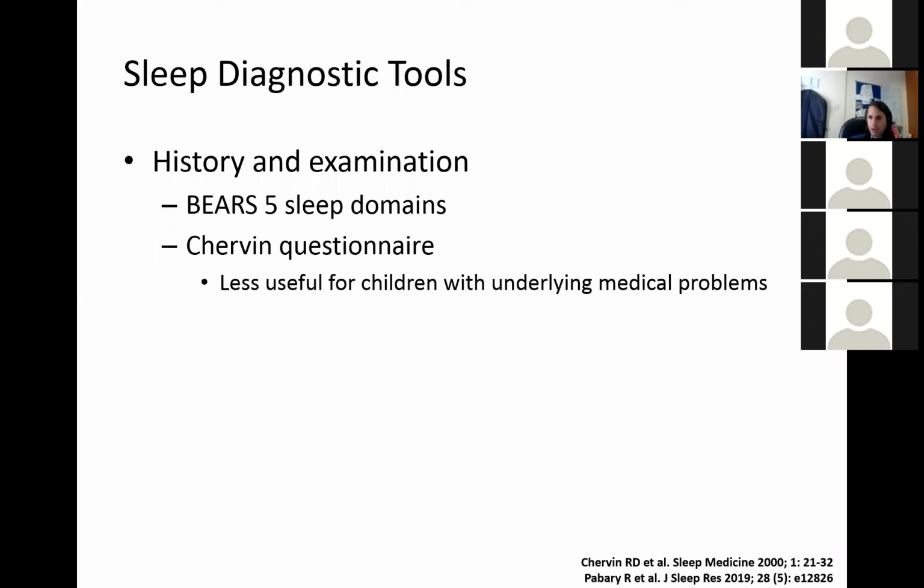So as with anything, history and examination is important. There's the BEARS 5 sleep domains, so bedtime problems, excessive daytime sleepiness, awakenings during the night, regularity and duration of sleep are important to ask about, and questionnaires have developmentally appropriate trigger questions. There's the Chervin questionnaire, which has been used since about 2000, which is for children to screen for obstructive sleep apnea. It's such a big problem, we can't do sleep studies on everyone, so the questionnaire was shown to be quite helpful in picking out those children that need a sleep study.